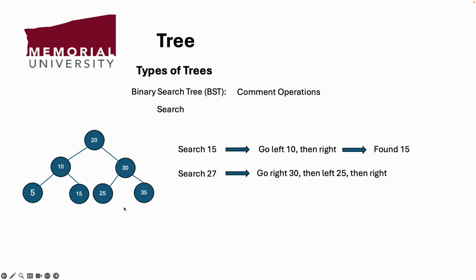But node 25 has no right child. It means we are going to a null pointer, which means the search is finished. So we are unable to find 27 in this binary search tree, and the return is false. It gives null, meaning not found.